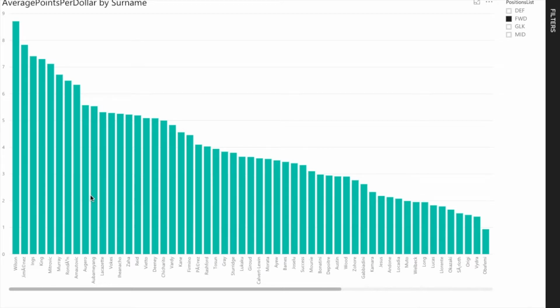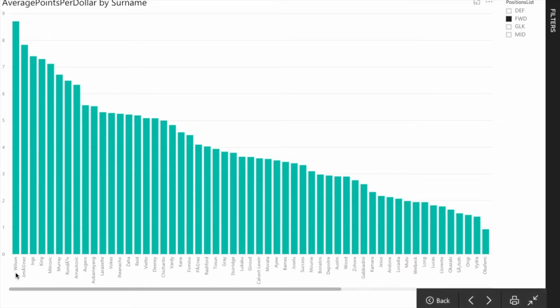I multiplied average points divided by market value, took that result and multiplied it by 10 million just to scale it up. 10 million is just a big random number. It doesn't really matter whether it's 10 million or 100 million. The most important thing is we're just scaling it so we can actually see these bar charts.